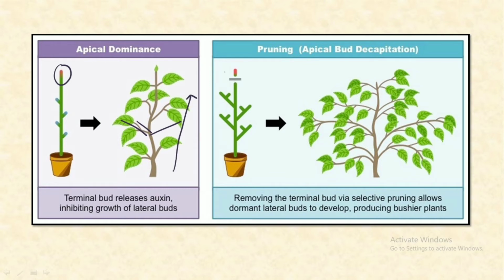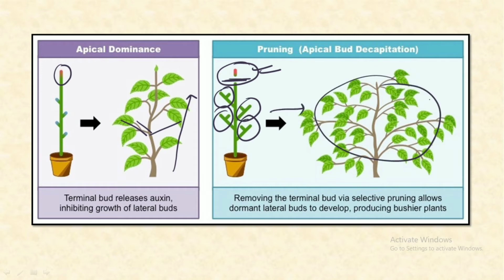But if we cut or remove the tip, the apex of the plant, it leads to the lateral growth of the buds, or lateral stem formation, and finally the plant appears more bushy. There occurs more lateral growth as compared to apical growth, or the increase in the length is less as compared to the increase in the width of the plant. So this is the case of apical dominance.